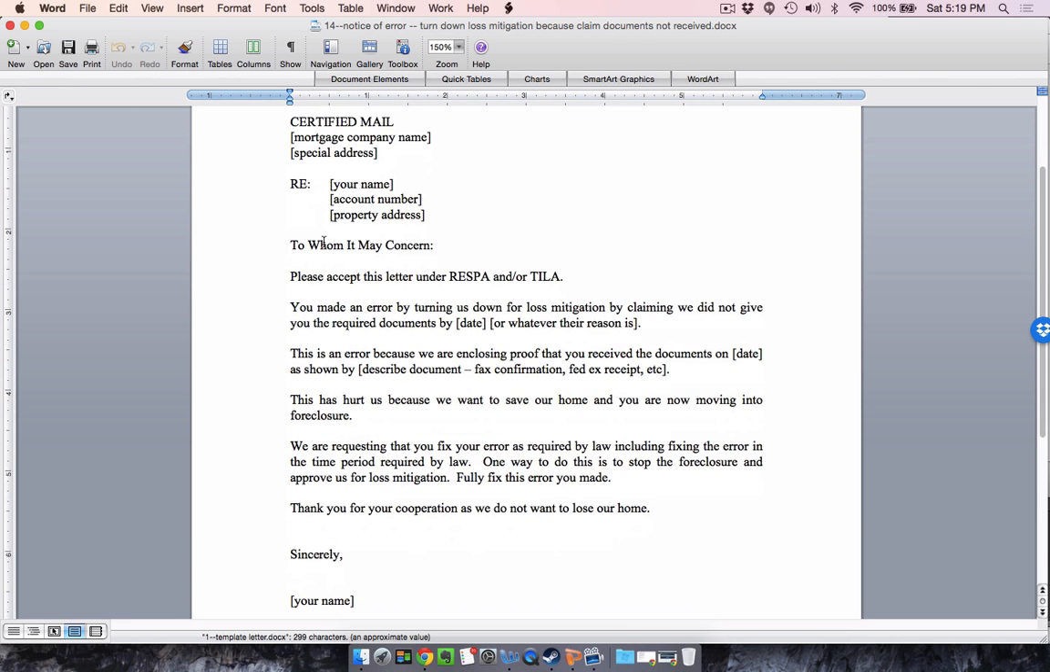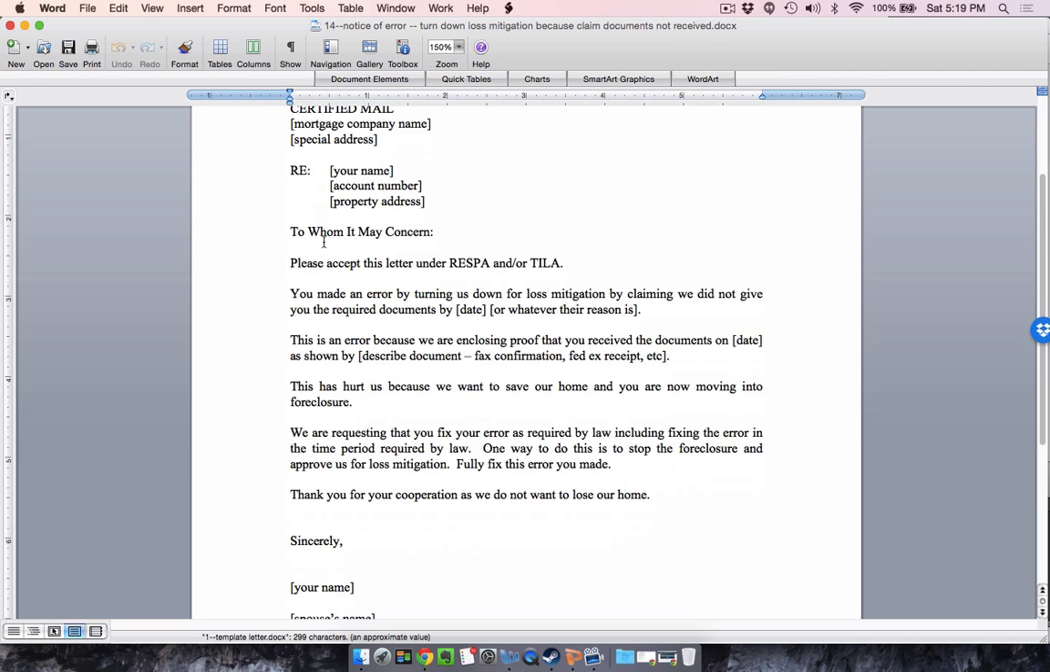Here's another example. Very common. They turn you down for loss mitigation, which again may be loan modification, short sale, whatever it is, because they say you didn't give us the documents by the 15th. And you actually did. So you made an error turning us down for a loss mitigation claim. We did not give you the documents by, or whatever the reason is. This is an error because we're enclosing proof that you received the documents.